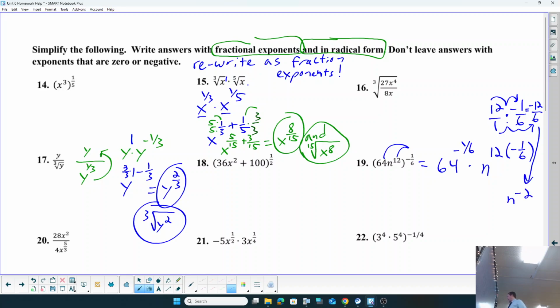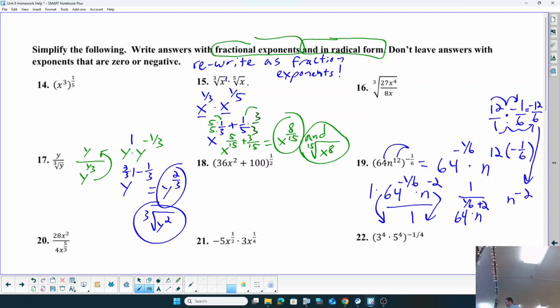So now we have 64 to the negative 1/6 times n to the negative 2 all over 1. And so there's an invisible 1 there, so it's going to stay up there, but this is going to come down, and this is going to come down. So now we have 1 over 64 to the 1/6 power times n to the positive 2.